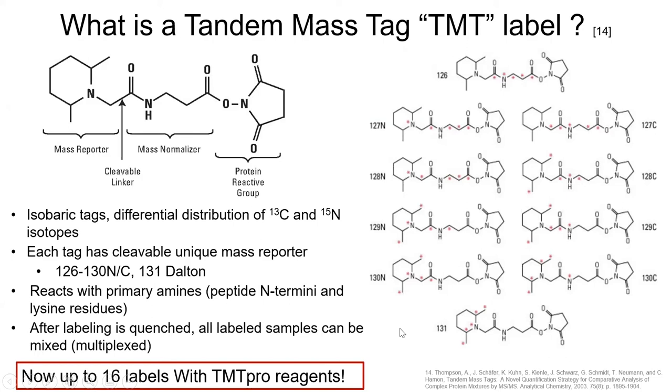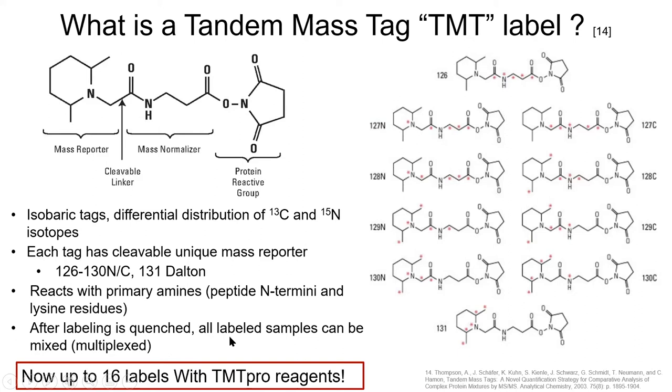And so each of these tags also has what they call a protein reactive group. This group reacts with primary amines, so it'll label your peptide N-termini, which is why we digest before we label, and also lysine residues. And then after you quench this labeling, so each different biological sample gets one of these labels, and you quench that, your samples can be mixed or multiplexed.